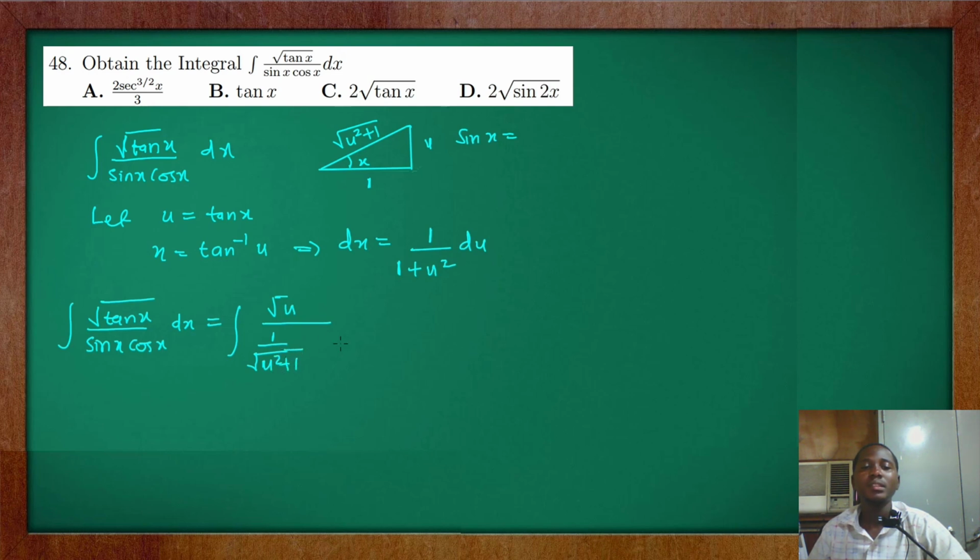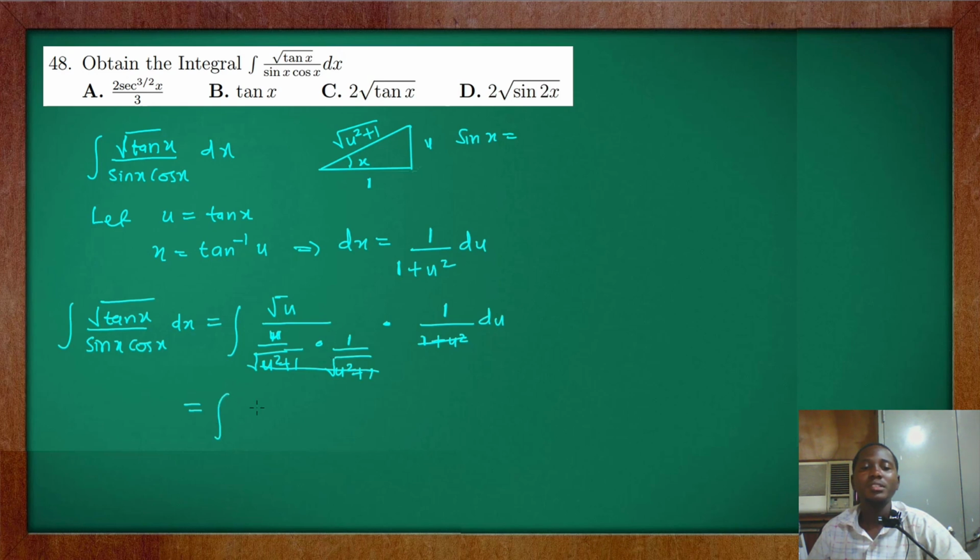Then multiply by what is our cos x? That's adjacent over hypotenuse. Cos x will be 1 over square root of u squared plus 1. And then multiply by dx, which is 1 over 1 plus u squared, then du. Alright, so if you look closely, you will discover that this will cancel out this.